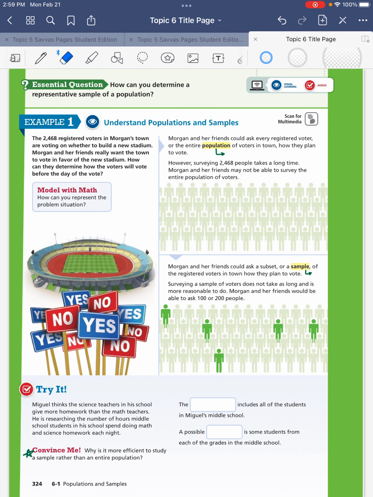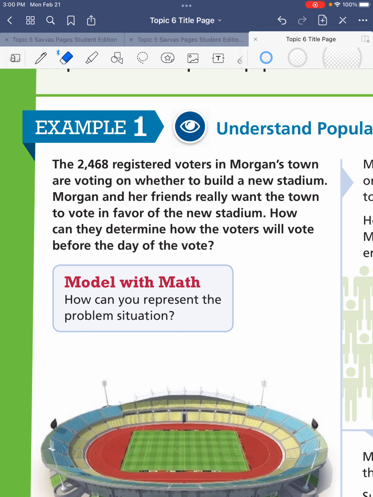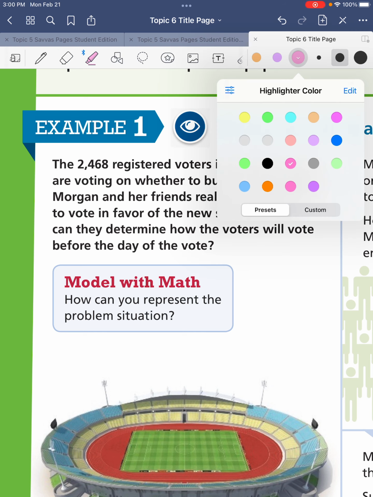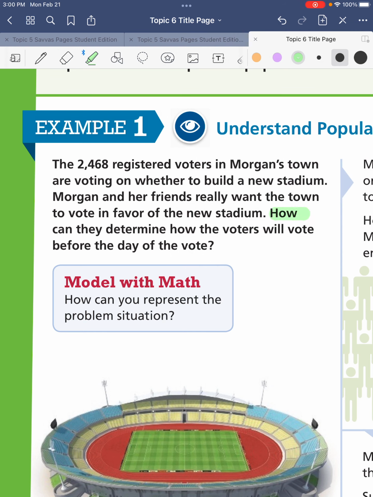So in example 1, it says the 2,468 registered voters in Morgantown are voting on whether to build a new stadium. Morgan and her friends really want the town to vote in favor of the new stadium. How can they determine how the voters will vote before the day of the vote? Okay, so that question is important. So I'm going to highlight that question. How can they determine how the voters will vote before the day of the vote?